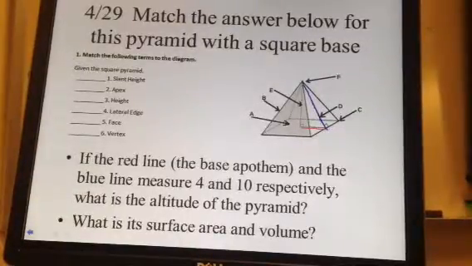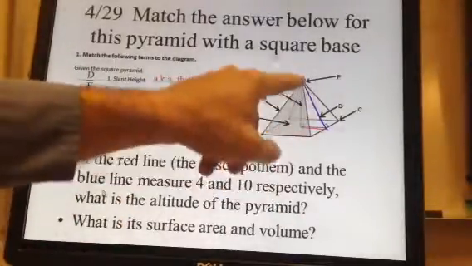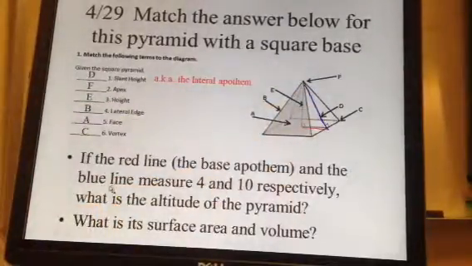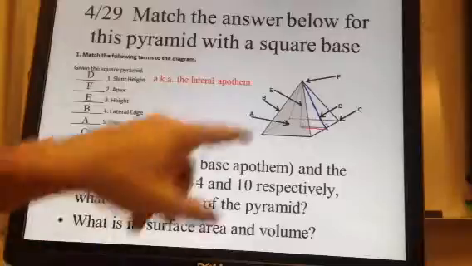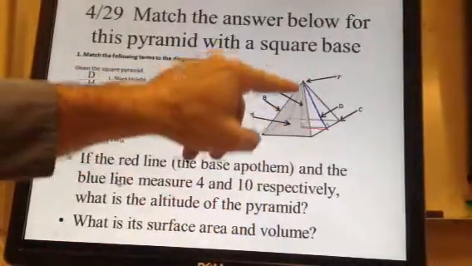Okay, I want to quickly go through the warm-up and some notes from today. Basically, these parts you kind of need to know. The slant height, also known as the lateral apothem sometimes. The apex is just the top. The height is straight up and down from top to the base all the way to the apex.